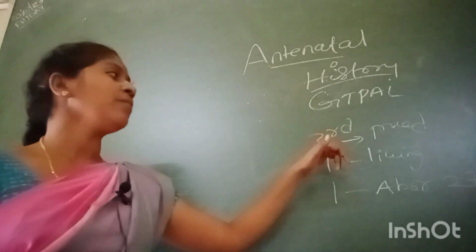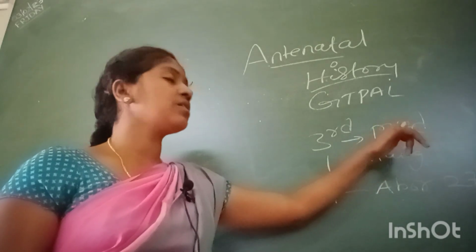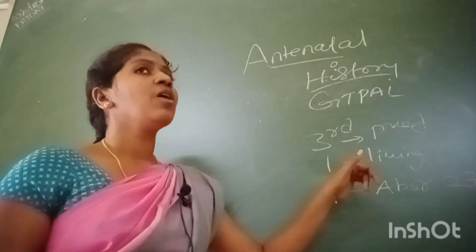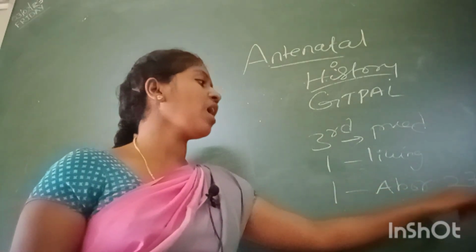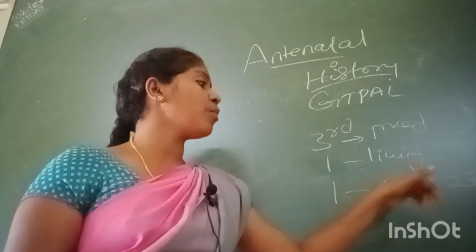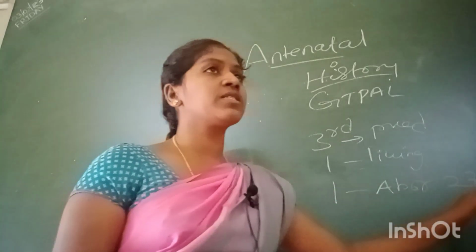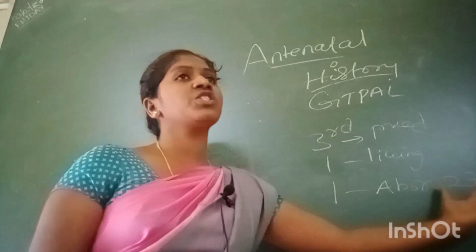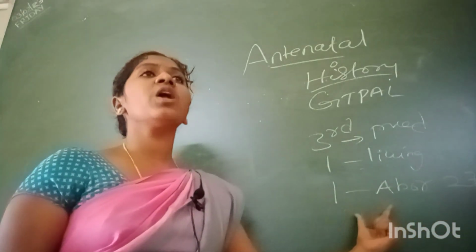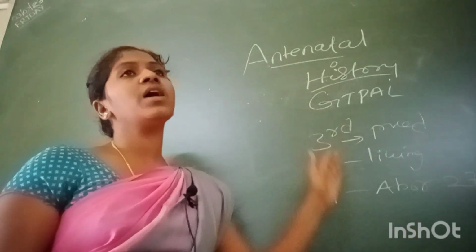Write down now: third-time pregnancy, one living baby, and one abortion after 27 weeks of gestation. But for terminology purposes, we can write it as abortion here. Write down the diagnosis.